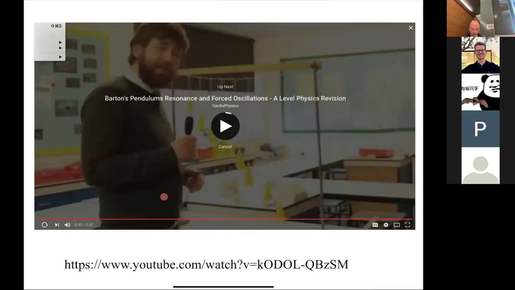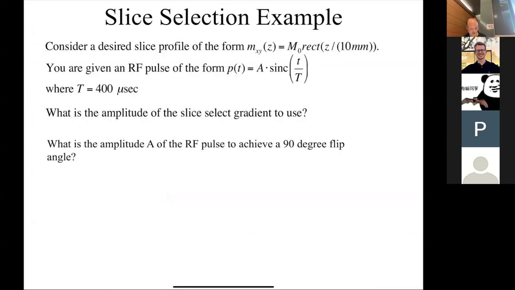So that's Barton's pendulum. You can watch the whole YouTube video online. Now we're going to walk through this together. A typical case might be that the user says, I want a 10 millimeter slice, and you're given an RF pulse, some sinc, and that sinc looks like this and has the first zero at T. That T in this case is, say, 400 microseconds.